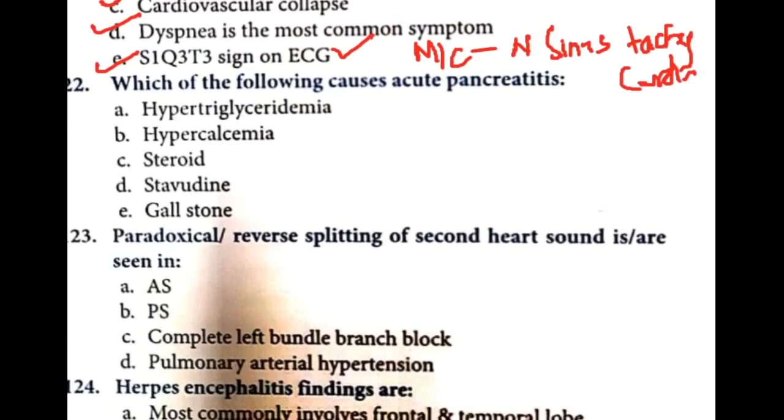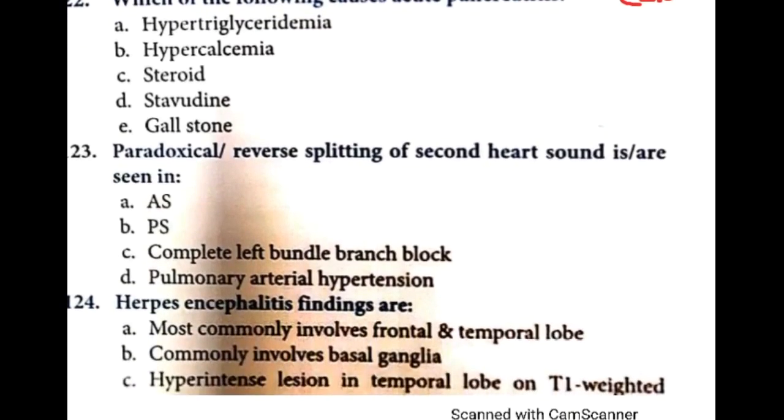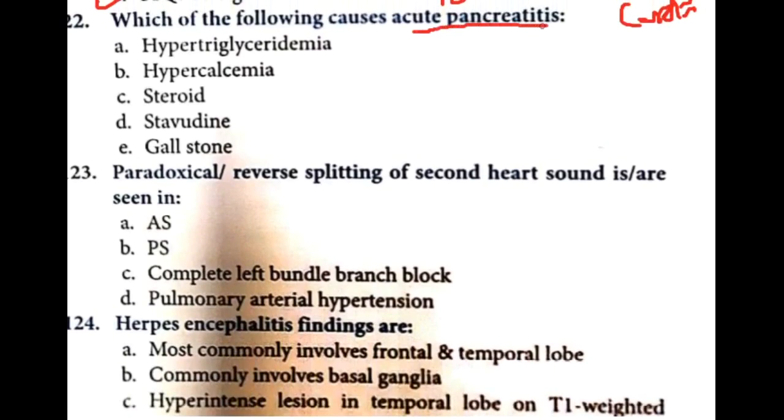Next question. Which of the following causes acute pancreatitis? Gallstones are the most common cause of acute pancreatitis. Hypertriglyceridemia causes acute pancreatitis. Stavudine, actually, will not cause acute pancreatitis. Steroids and hypercalcemia will cause acute pancreatitis. Right. Next question. Then paradoxical, please refer about this stavudine. I am a little confused about this.